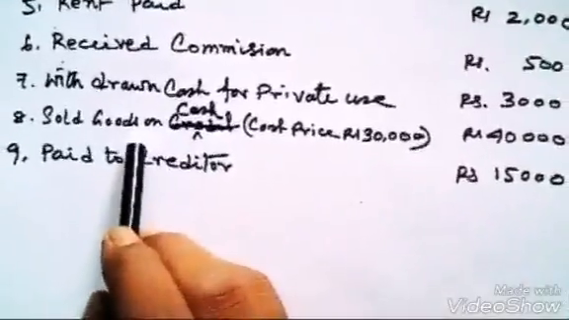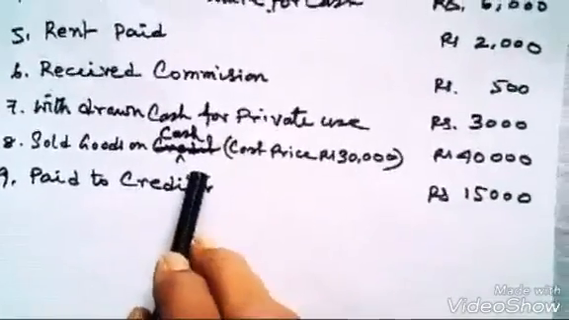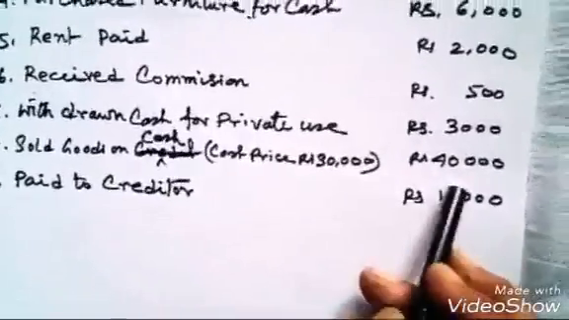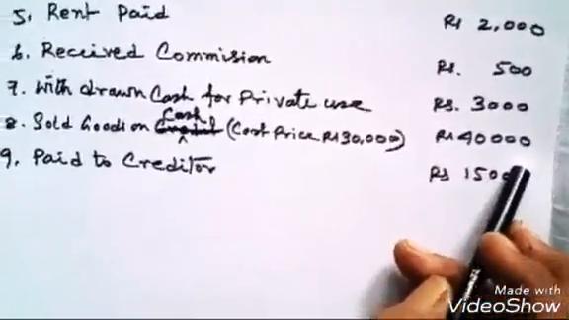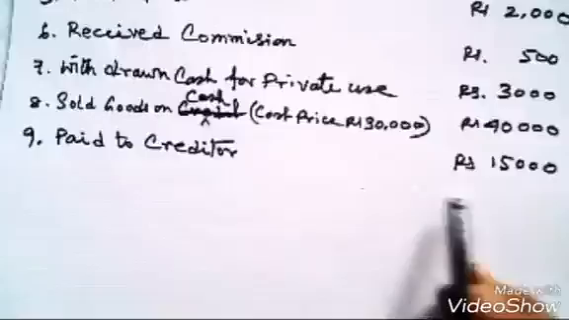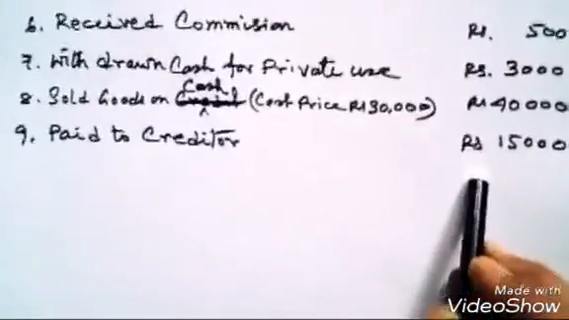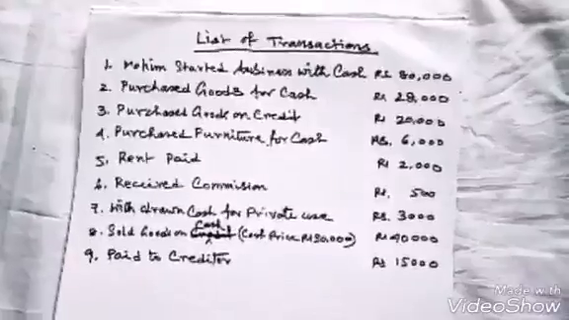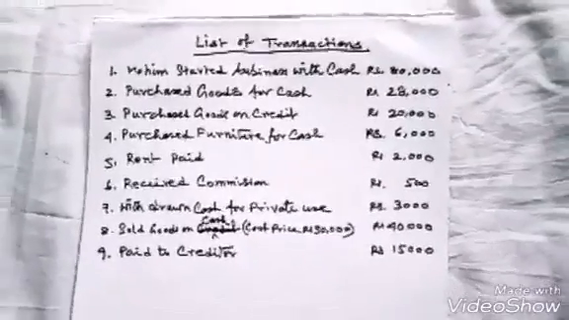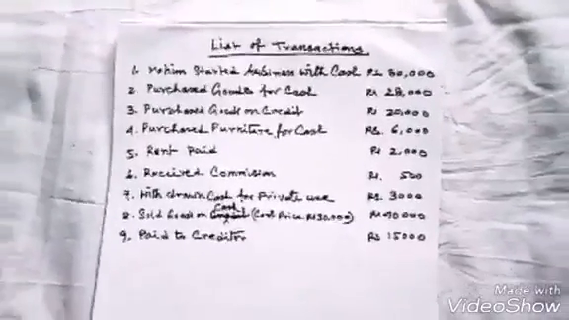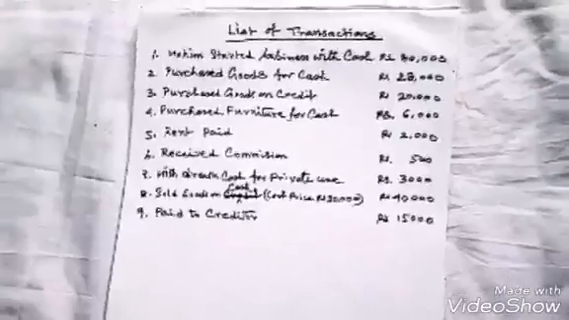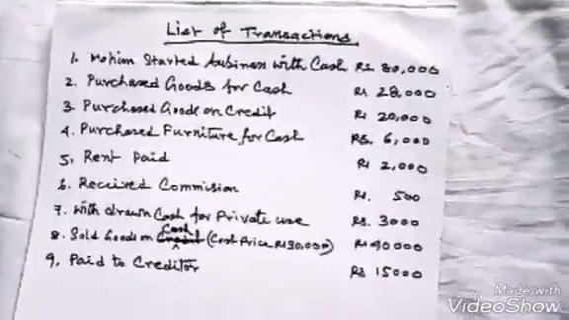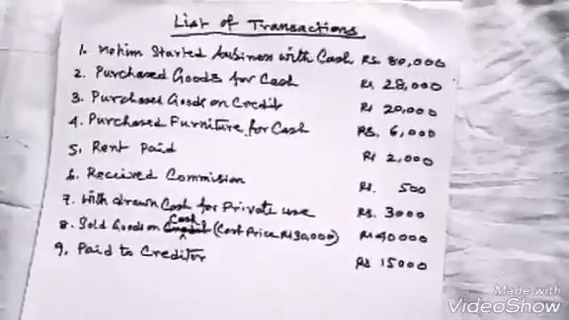Number 8, sold goods on cash costing rupees 30,000 at rupees 40,000. Number 9, paid to creditor rupees 15,000. On the basis of the transactions, show the accounting equation and prepare a balance sheet on the basis of the last new equation.